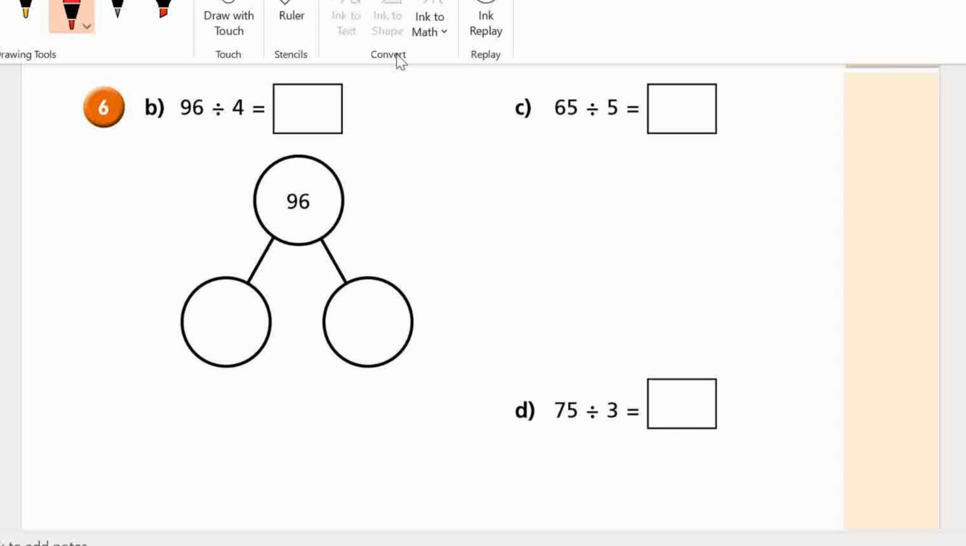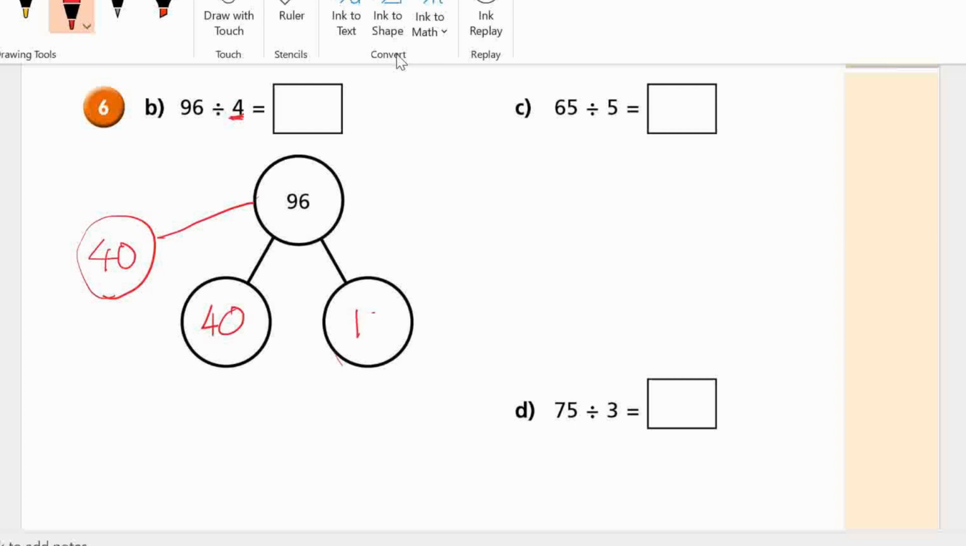96 divided by 4. Now, I suggest we do it this way, but they've only put 2, so we'll start by looking at this way. So what did I say you had to times this number by? By 10. What will that give you? 4 times 10. 40. Okay, but that's still nowhere near 96. So I can actually even take another 40. What does 40 plus 40 make? 80.